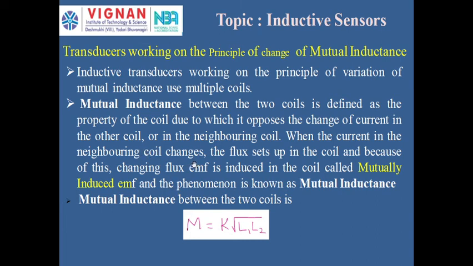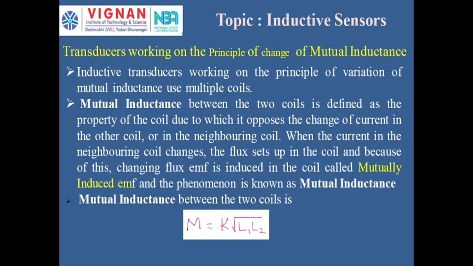So when the current in the neighboring coil changes, the flux sets up in the coil. Because of this changing flux, EMF is induced in the coil, which is called mutually induced EMF. And this phenomenon is known as mutual inductance. So the mutual inductance between the two coils is given by M equal to K into square root of L1 L2, where L1 is the self-inductance of coil 1, L2 is the self-inductance of coil 2, K is the coefficient of coupling.